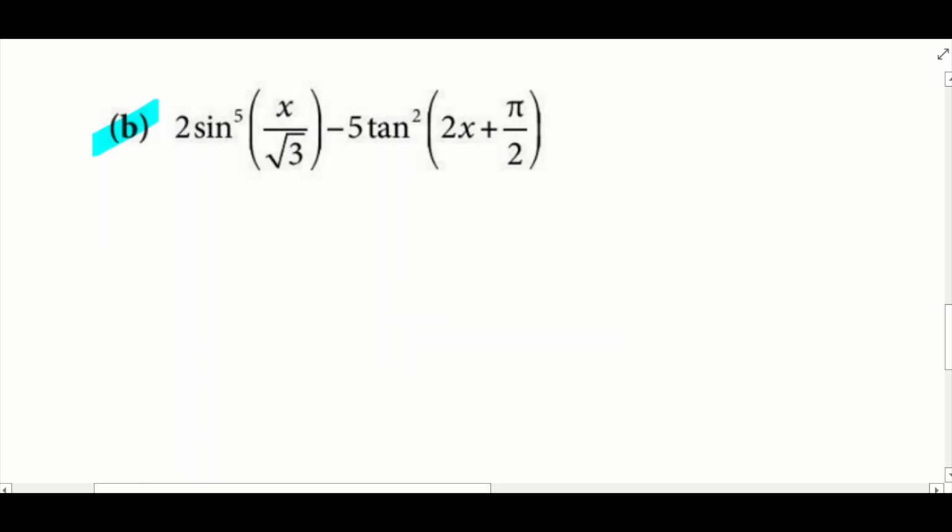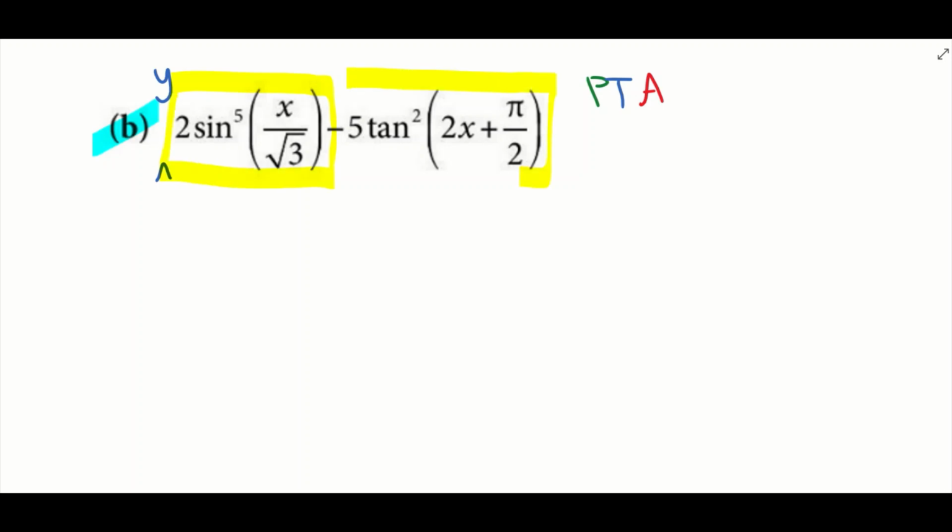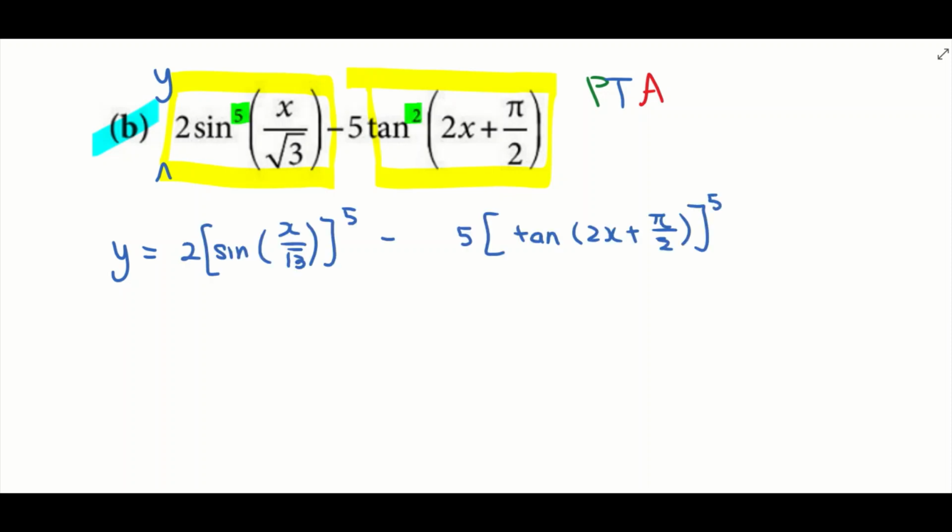So let's go through this question. Remember PTA. You need to go through all these 3 steps. And we have 2 terms. This sine power 5 and tangent power 2. Remember before we actually differentiate, we need to simplify it, means take out the power that I have a power term. So now just do the P step first.